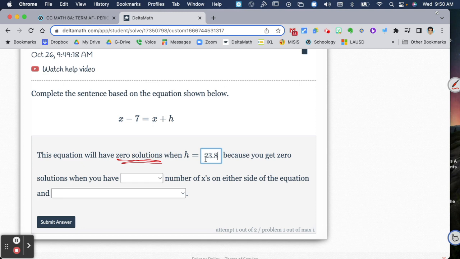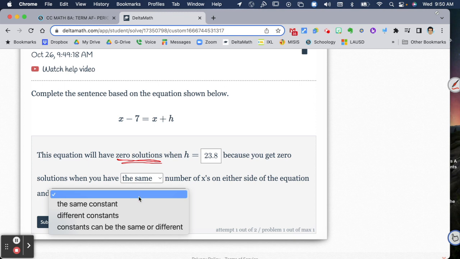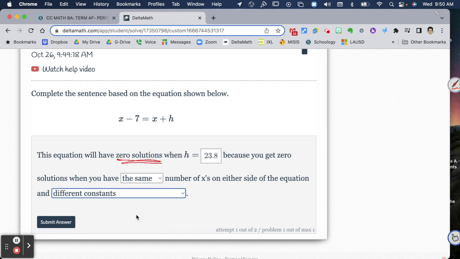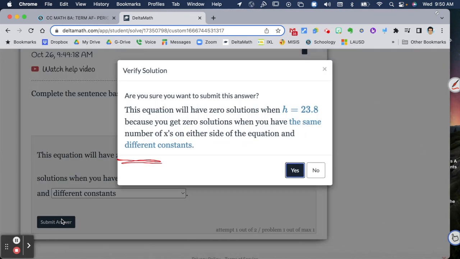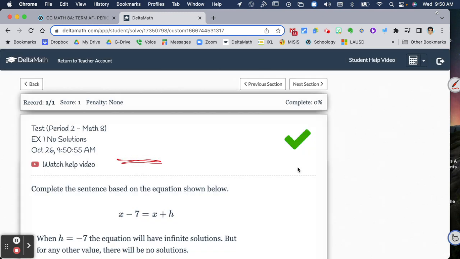And then try to answer the bottom part. Let's see. When you get 0 solutions, when you have the same number of x's, and how about the constants? The constants have to be different, right? That's the requirement for no solutions or 0 solutions. Okay? Any questions on that? Because this is what the assignment's going to be.